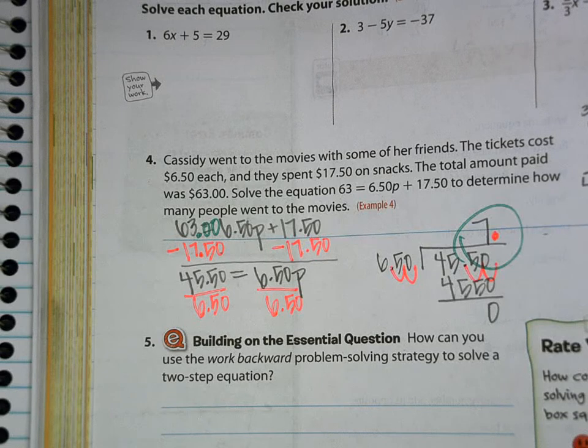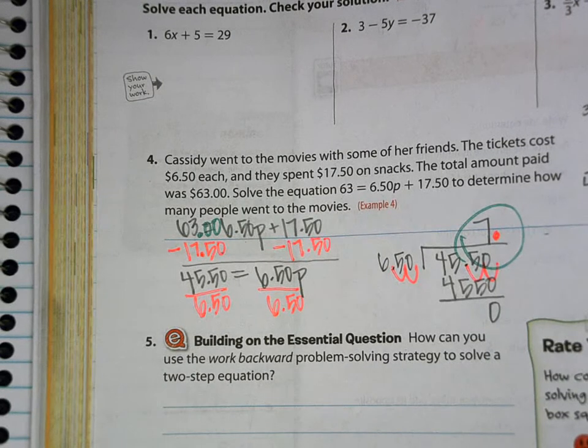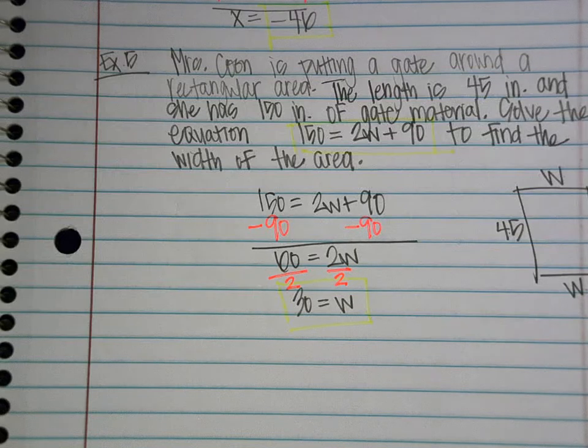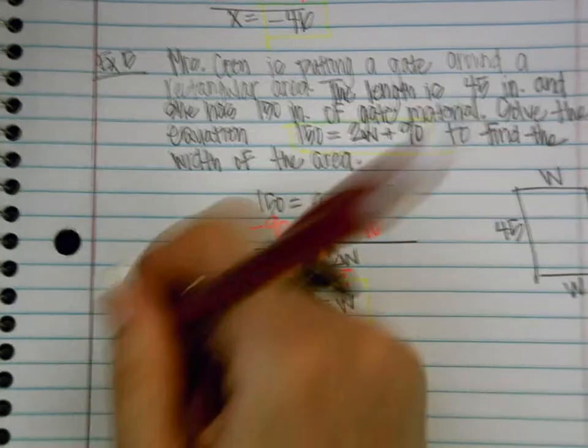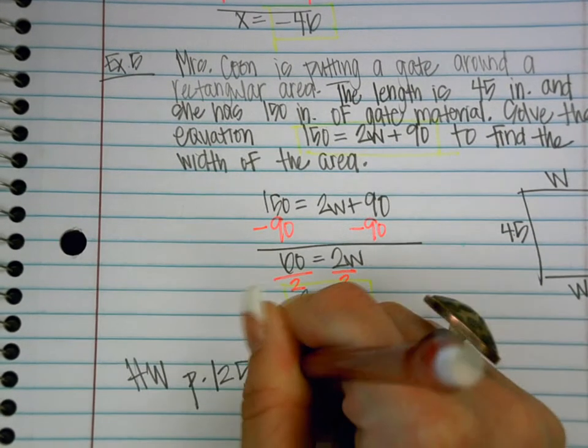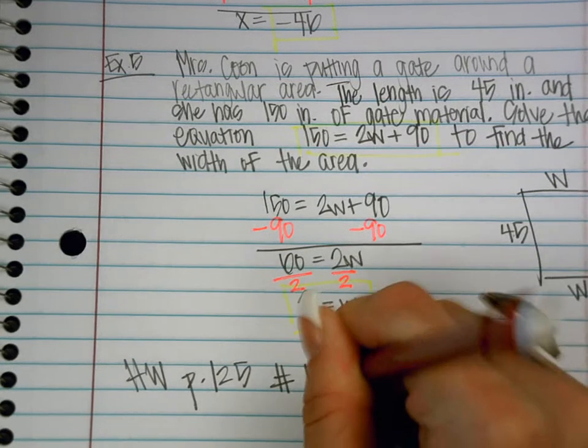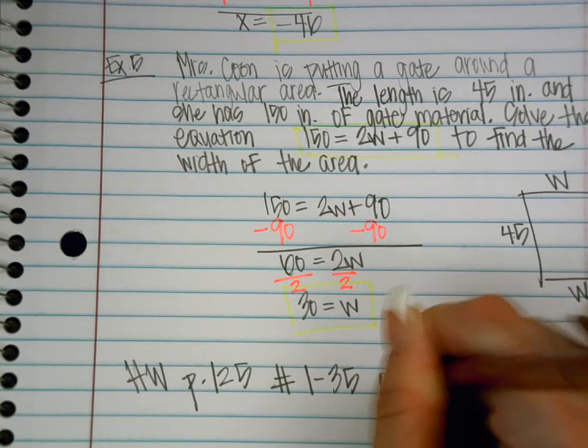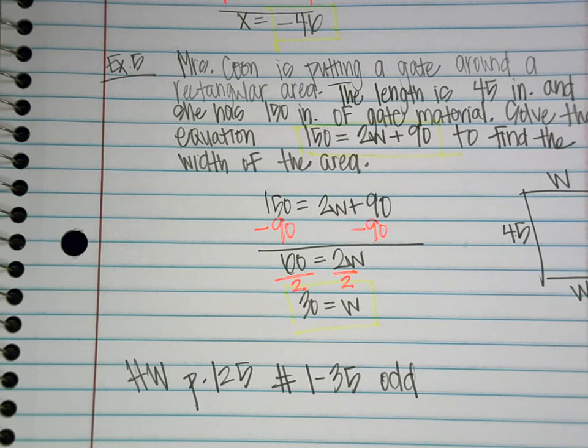You guys need to write this down. You are going to be working on homework tonight, starting on page 125. You are doing numbers 1 through 35 odd, starting on page 125. I will write it on the board just in case, but this is what we're doing today.